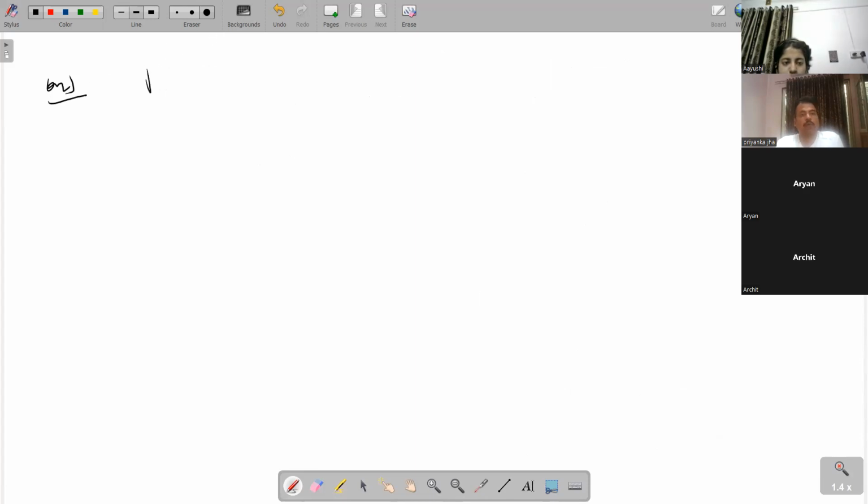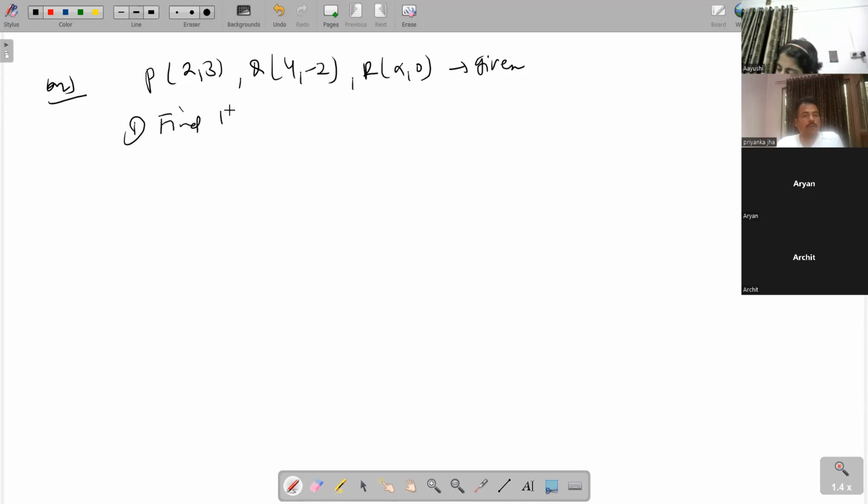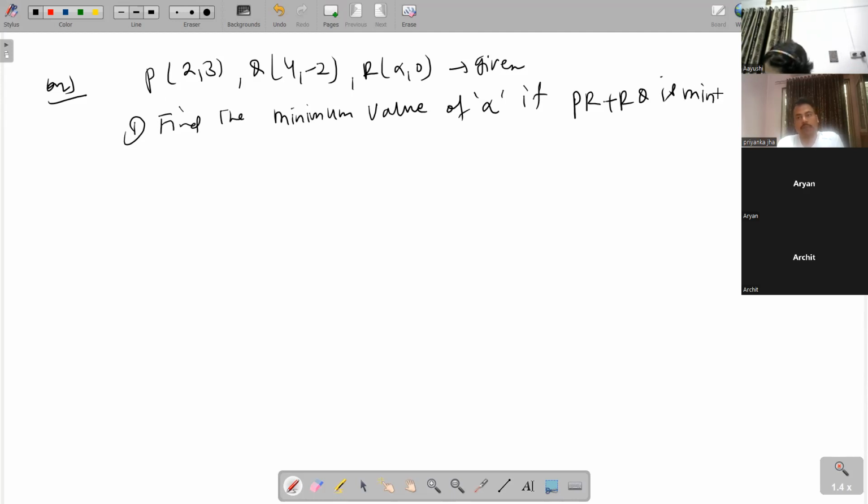The question says that 3 points are given: P(2, 3), Q(4, -2), and R(alpha, 0). You have to find the minimum value of alpha if PR plus RQ is minimum.